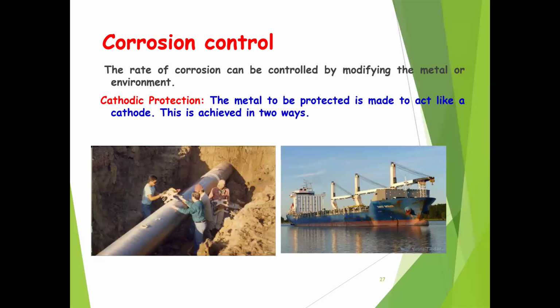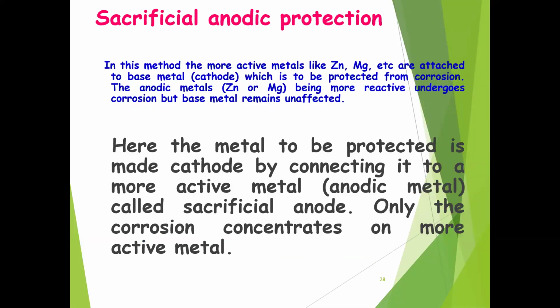In cathodic protection techniques, the metal to be protected is made to act like a cathode. It can be achieved in two ways. One is the sacrificial anodic protection technique. Another one is the impressed current cathodic protection technique. In the sacrificial anodic protection technique, a sacrificial anode is connected with the metallic part that is to be protected from corrosion.